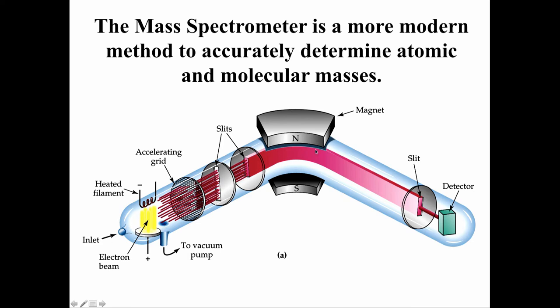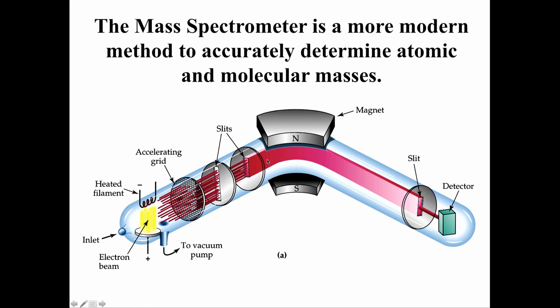We have a sort of glass tube curved like this. We input our substance. It's hit with an electron beam, which ionizes it and may partially fragment it as well. We have an accelerating grid that pulls the ionized particles, the ionized molecular fragments, in this direction. It goes through a slit, so it's made into kind of a narrow beam, and then that beam is passed by a magnet, which will deflect the path of the charged particles either a little or a lot, depending upon how large the particles are.